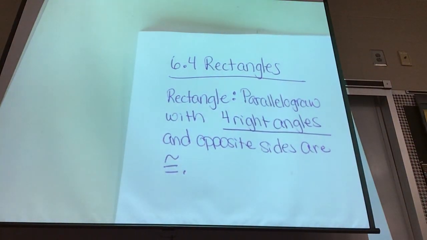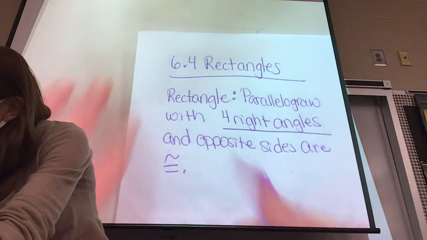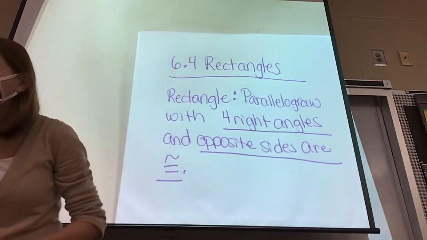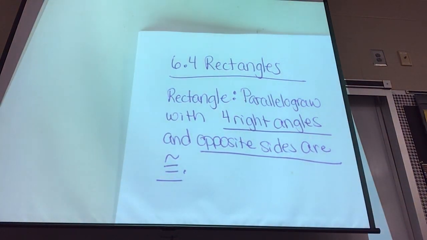It's not slanted in a rectangle, so we know they're all going to come straight up and down. So that's why they've got 4 right angles. And of course, just like before, the opposite sides are going to be congruent. We're going to draw this in a minute, and I'm going to show you what's happening. So those are the 2 things right now that we know about rectangles.